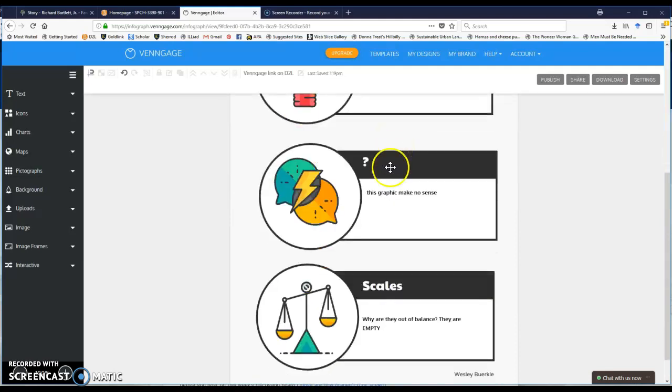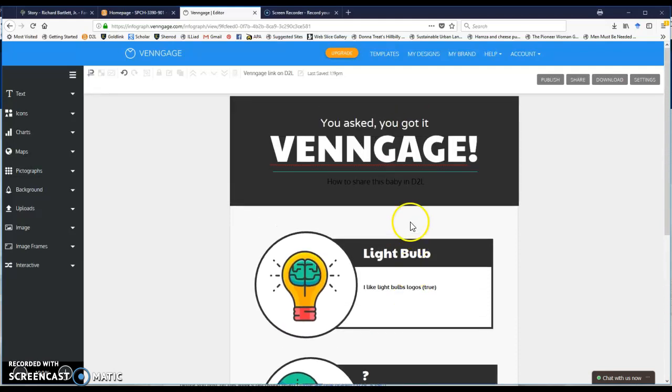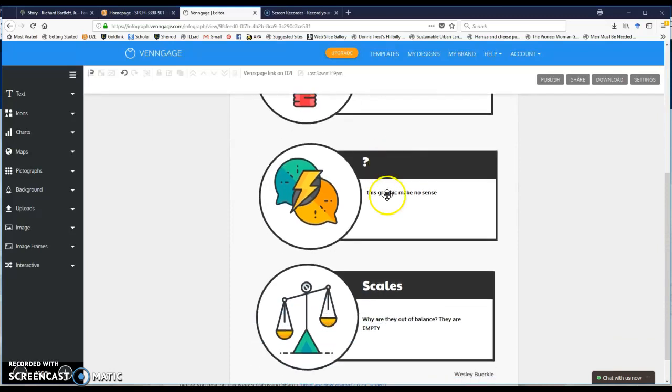So I made this one. I just filled in some things, so I had a thing going there. This is about Venngage, right? Oh, and by the way, look at this. Why are the scales out of balance? They're empty. It seems like a very unfair system, is what I'm saying.